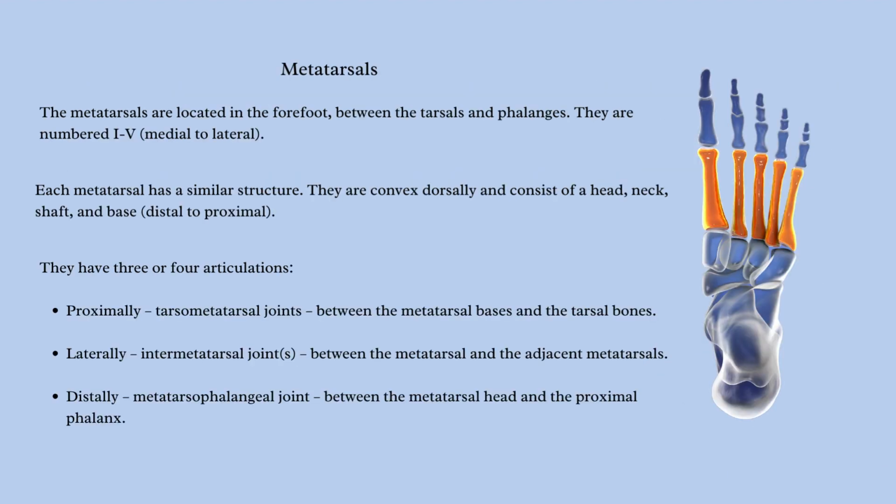The metatarsals are located in the forefoot between the tarsals and phalanges. They are numbered 1 to 5, medial to lateral. Each metatarsal has a similar structure. They are convex dorsally and consist of a head, neck, shaft, and base, distal to proximal. They have 3 or 4 articulations: proximally, tarsometatarsal joints between the metatarsal bases and the tarsal bones; laterally, intermetatarsal joints between the metatarsal and the adjacent metatarsals; distally, metatarsophalangeal joints between the metatarsal head and the proximal phalanx.